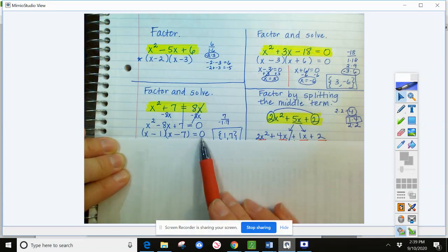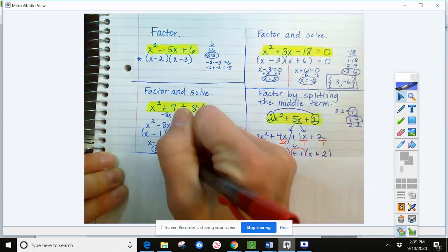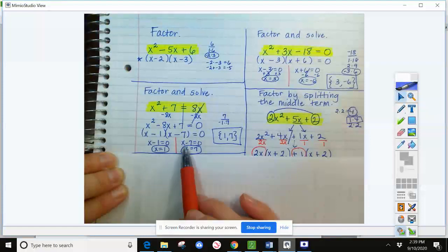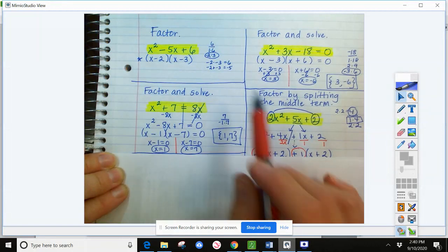Then to set each one of those equal to 0, again, two little baby equations here. It's x minus 1 equals 0. Add 1 on both sides, you get 1. x minus 7 equals 0. Add 7 on both sides, you get 7. So here is your solution set for that. All right. This is for problems 7 and 8.